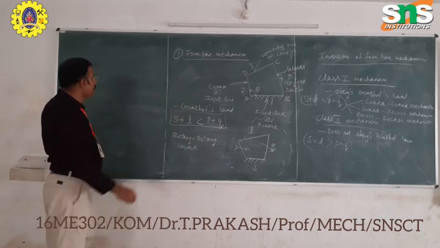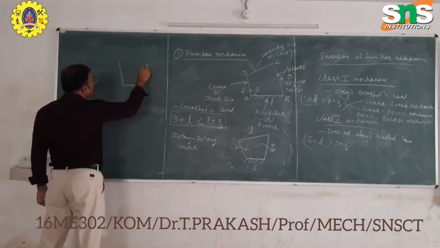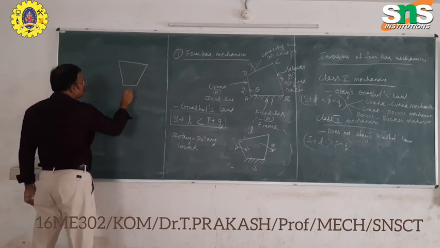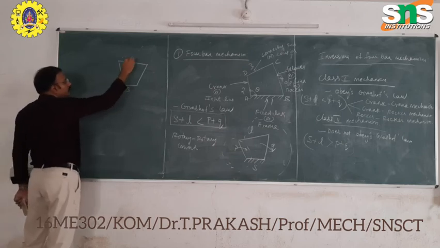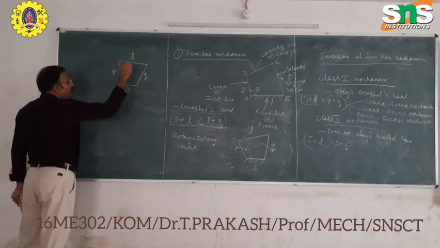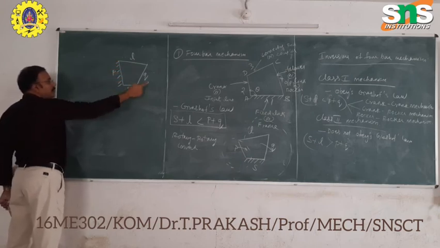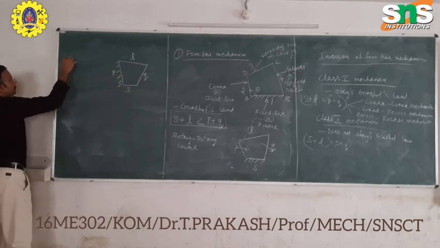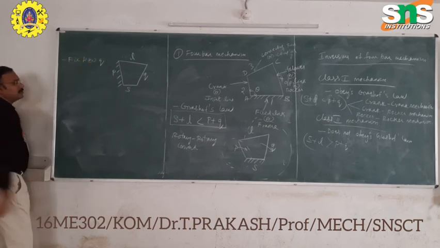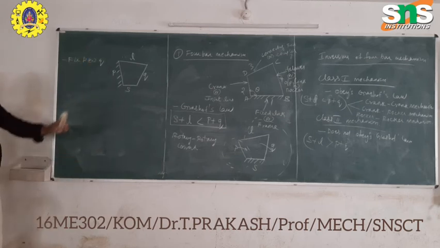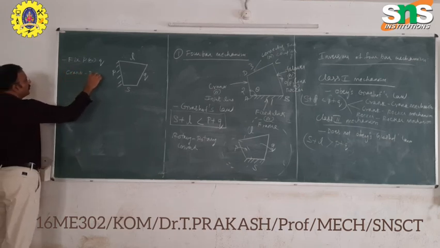Second one, when you fix the adjacent link to the shortest link. When you fix the adjacent link to the shortest link, any link, it may be P or Q. If you fix P or Q adjacent to the shortest link, it is called a crank rocker mechanism.